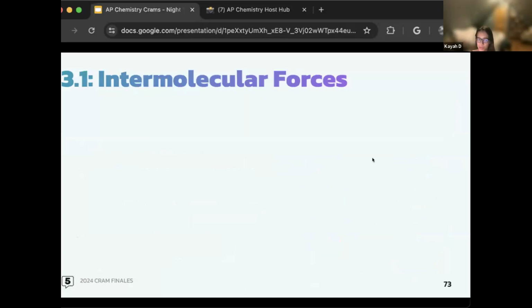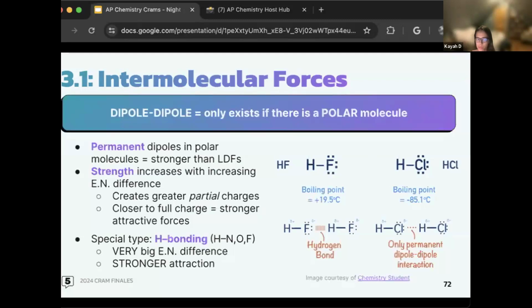And the strength of dipole-dipoles increases with increasing electronegativity difference. So the greater the difference in electronegativity, the stronger the dipole-dipole force. And this creates a partial charge, and the closer it is to a full charge, the stronger the attractive force is. And like I said earlier, hydrogen bonding is a special type of dipole-dipole, and it exists between hydrogen and nitrogen, oxygen, or fluorine. And there's a very, very big electronegativity difference, which makes it have a much stronger attraction.